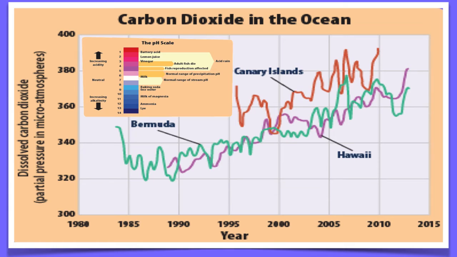So this is how the dissolved carbon dioxide content in the oceans is measured over time. You can see Bermuda, the Canary Islands, and Hawaii, and how over the period of time it keeps on increasing. There is seasonal fluctuation, but it keeps increasing. This small figure is showing the pH scale: how it reduces, it becomes acidic, and when it increases, it becomes alkaline.